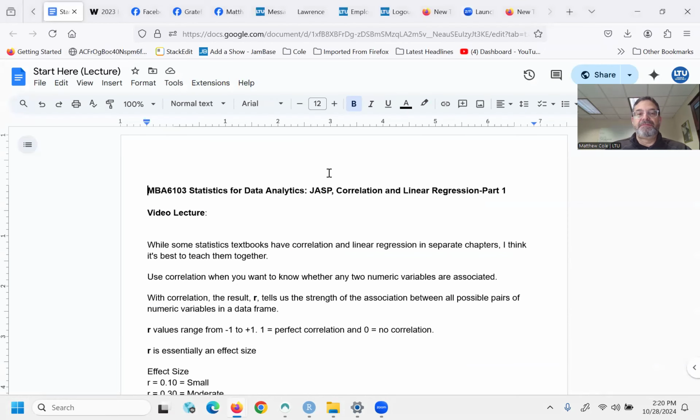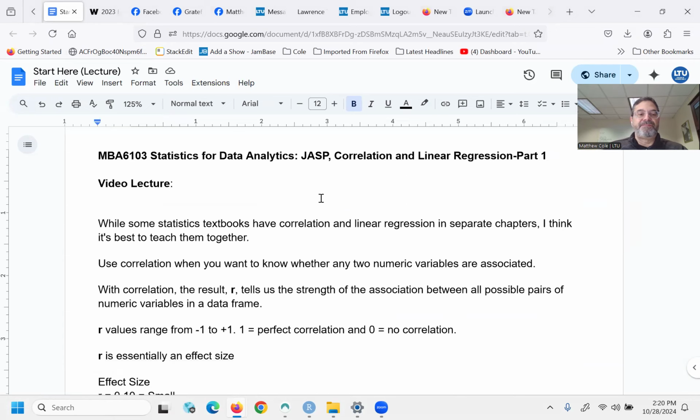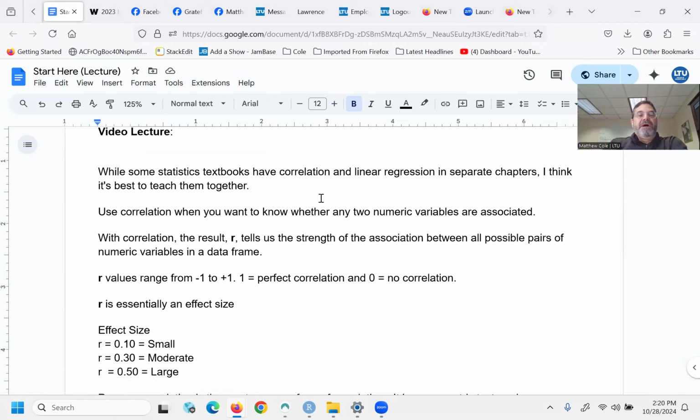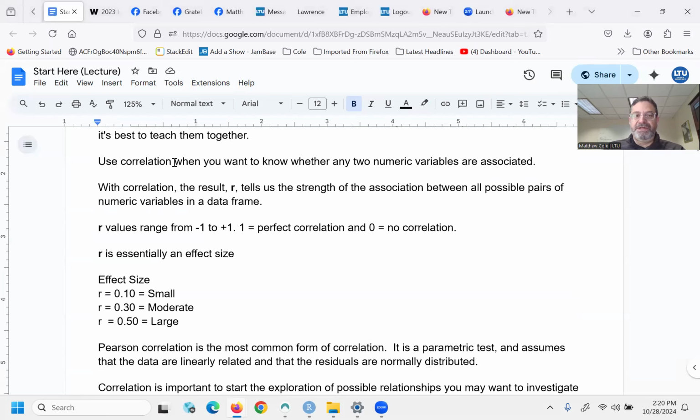Okay, very good. So we're going to do now correlation and linear regression part 1 with JASP. While some statistics textbooks have correlation and linear regression in separate chapters, I think it's best to teach them together. You will use correlation when you want to know whether any two numeric variables are associated.